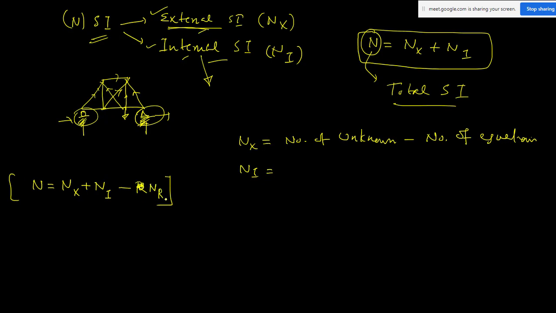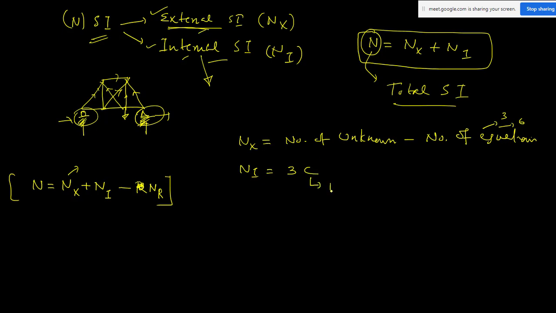Here, nx is your external static indeterminacy. That is the number of unknowns minus the number of equations. You have to look at the support conditions for the given structure: how many support reactions are unknowns, and how many equilibrium equations there are. That is fixed: 3 for a 2D structure, 6 for a 3D space structure. And this ni term, I will write as 3 times c. I will explain this.